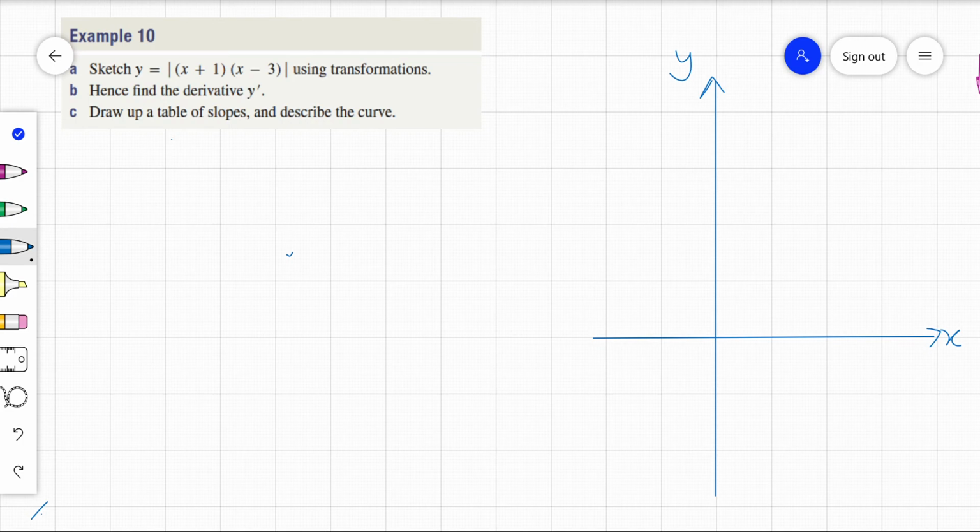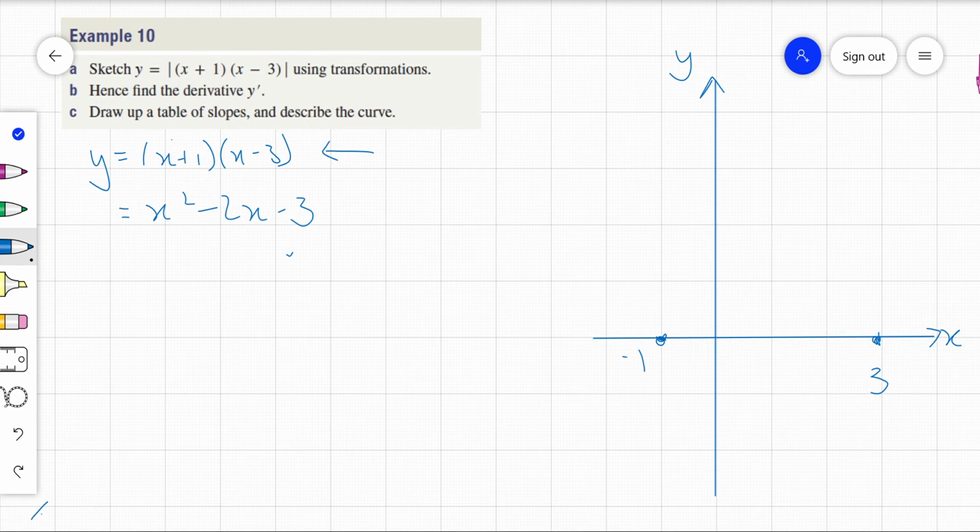Alright, so we've got an absolute value function here. So if you think about it without the absolute values, we've just got (x + 1)(x - 3), and if I expand that, I get x squared minus 2x minus 3. So this original, we already know that the zeros are -1 and 3.